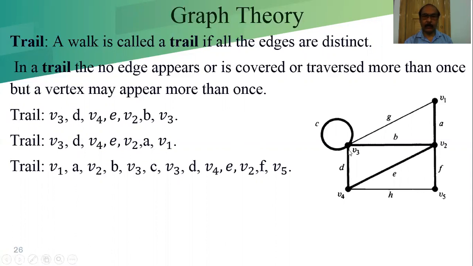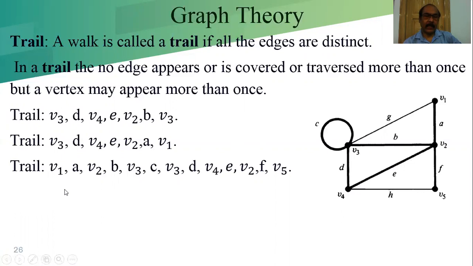Another one, see V3, D, V4, E, V2, A, V1. It is an open trail. We start with V3, D, V4, E, V2, V1. It is an open trail.